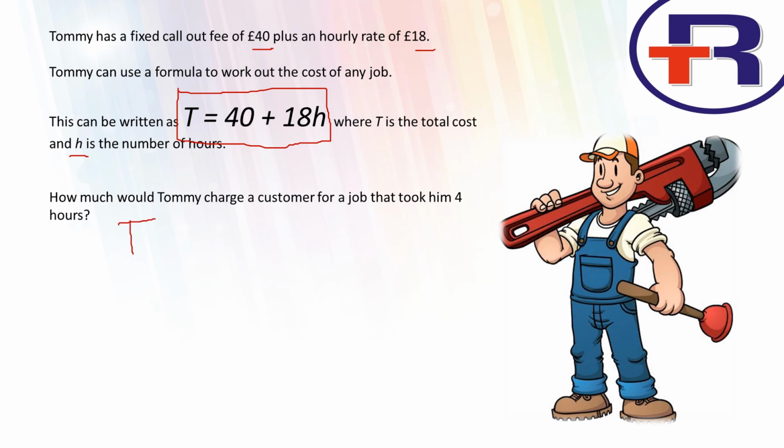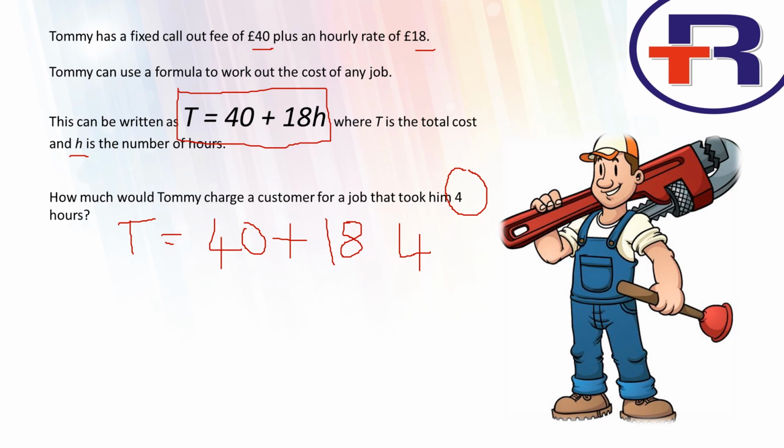T, total, is equal to 40. That's the fixed call-out fee. Plus 18. That's the hourly rate. And the H is 4. There's the 4. So we substitute the letter H for the number 4. Now, as it stands, that formula doesn't make a lot of sense. T equals 40 plus 18, 4.